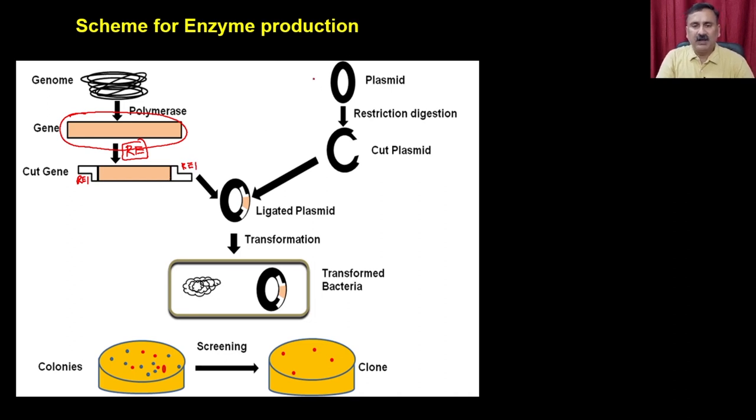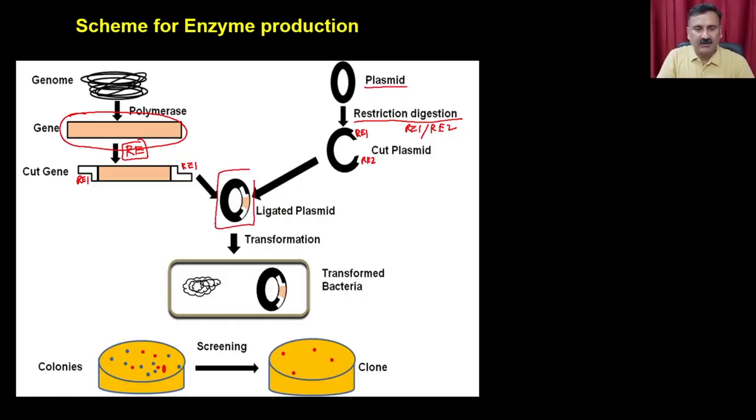And in the same way you are going to treat the vector. In this case, the plasmid is going to be digested with the restriction enzymes RE1 and RE2. So that's how you are going to have the sticky ends, RE1 and RE2. And once you put them together and carry out a ligation reaction with the help of the enzyme T4 DNA ligase, you are going to get the chimeric DNA or the chimeric plasmid. This chimeric plasmid has to be delivered into the host.